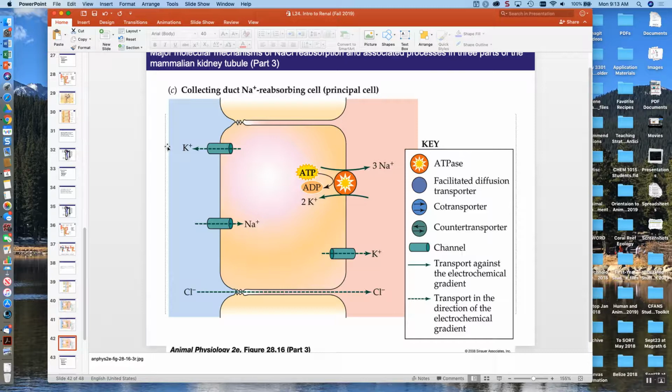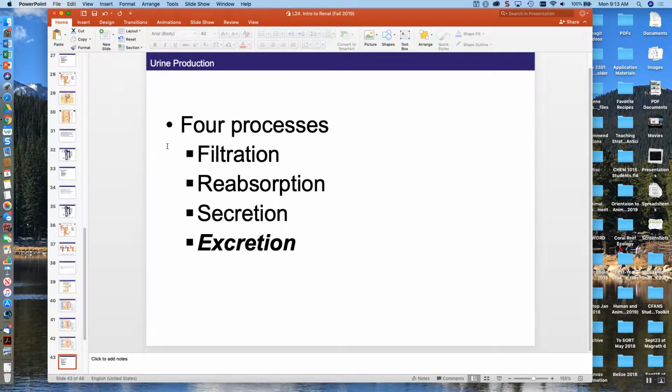Questions? That's good regulation right here. Good regulation. All right, so how are we doing? Oh, it says okay. Let's actually start on excretion here.